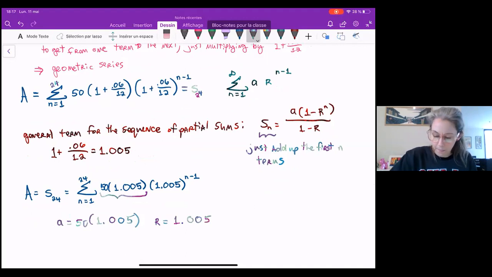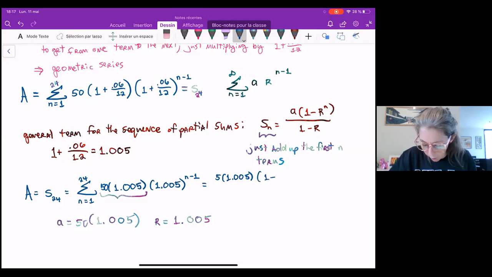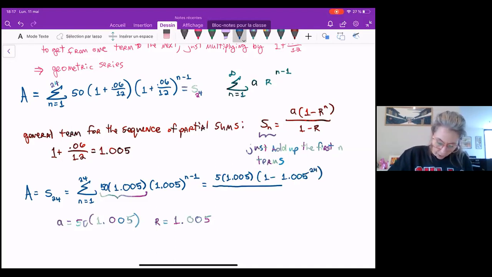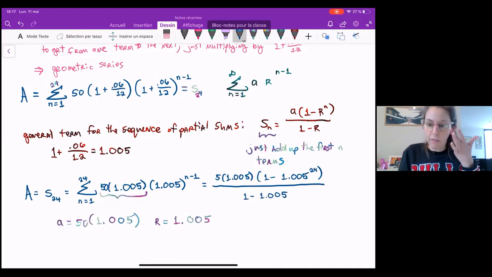My R is the thing that we're multiplying by to get from one term to the next. So this is equal to A, that's 50 times 1.005, times 1 minus R to the n, 1.005 to the n. Well, my n is that 24, the same n that I defined earlier, all divided by 1 minus 1.005.